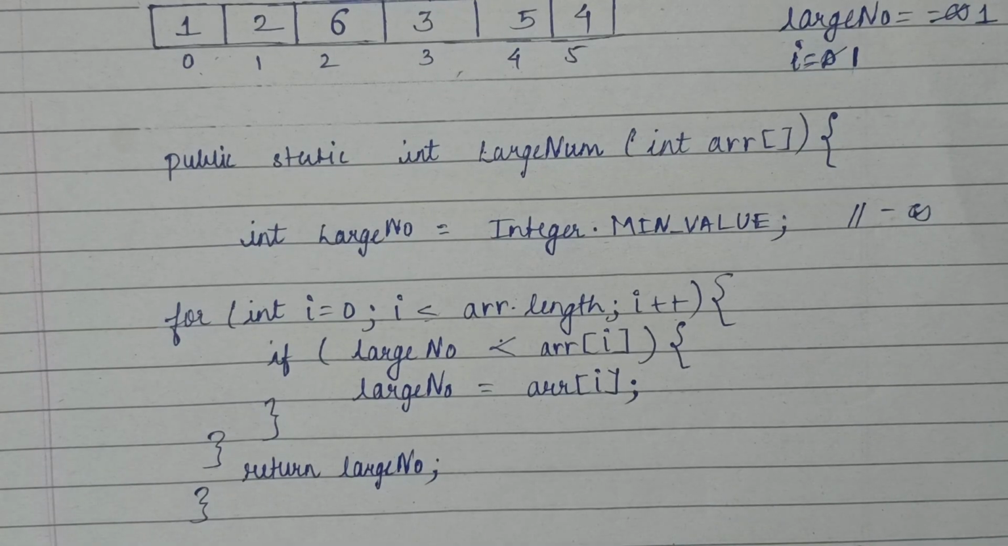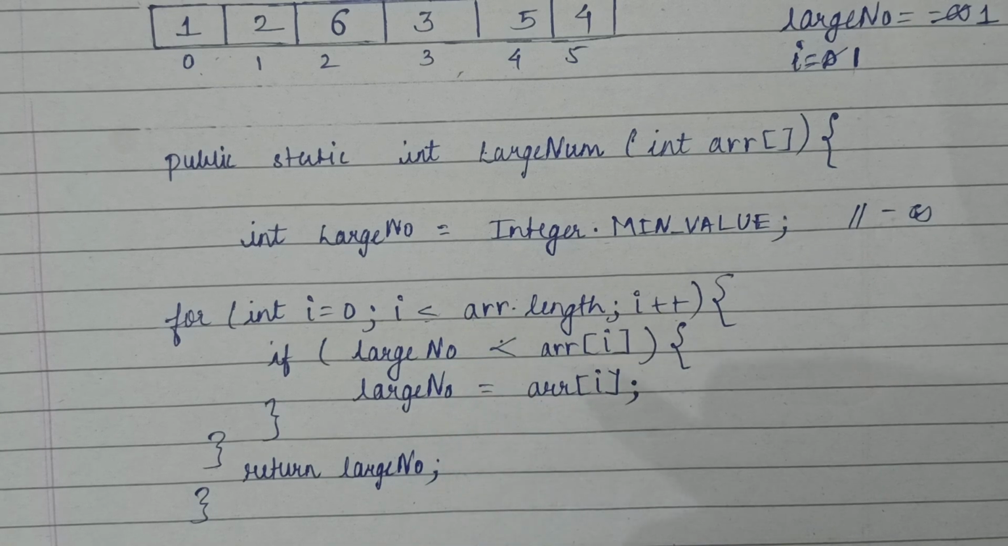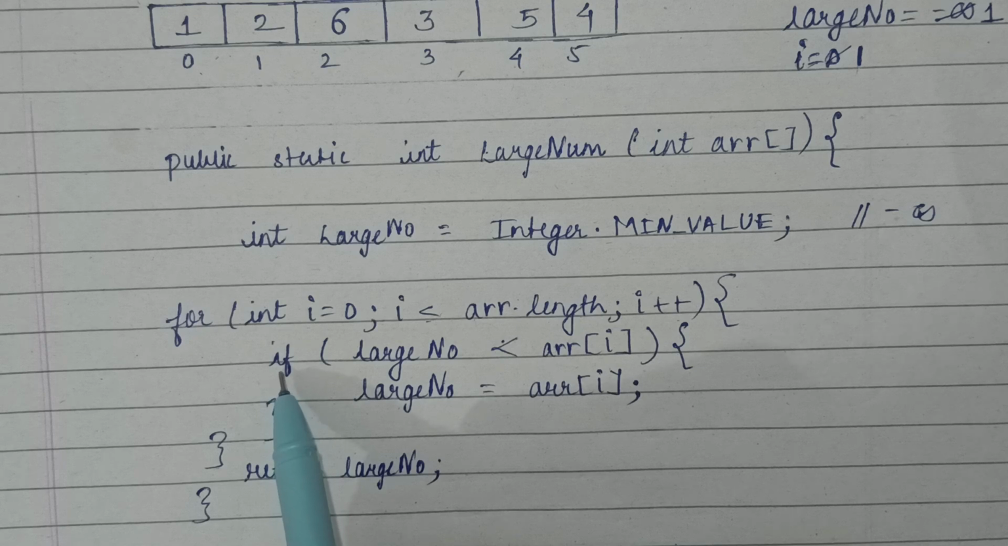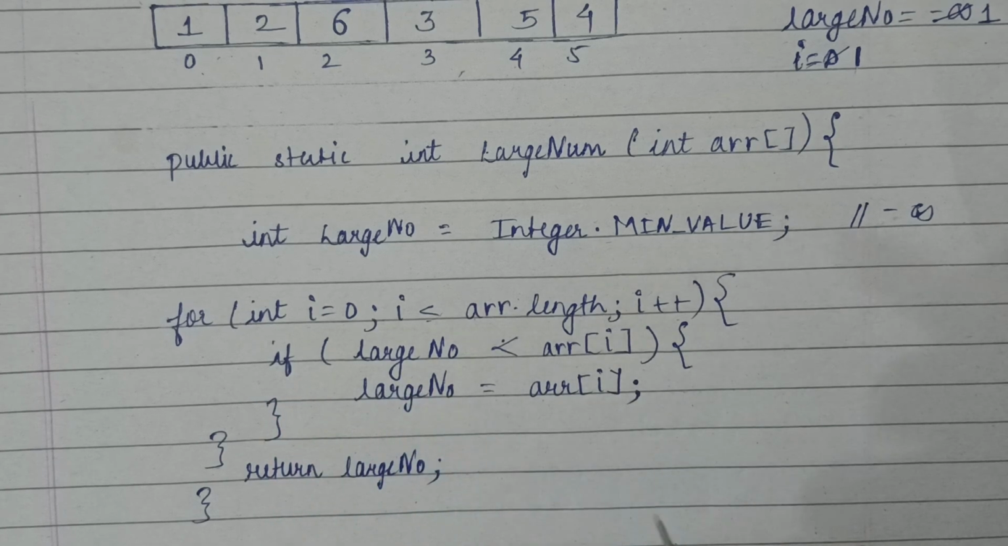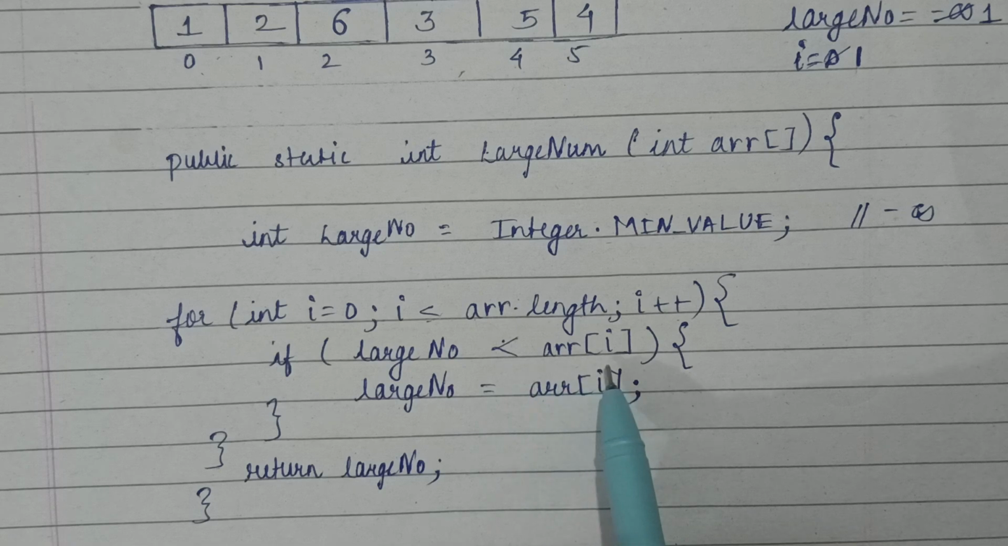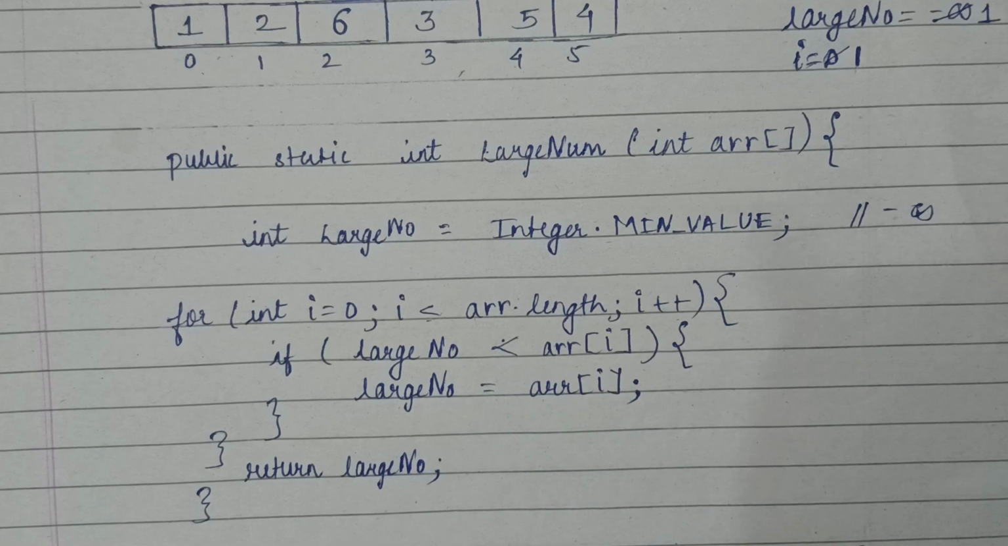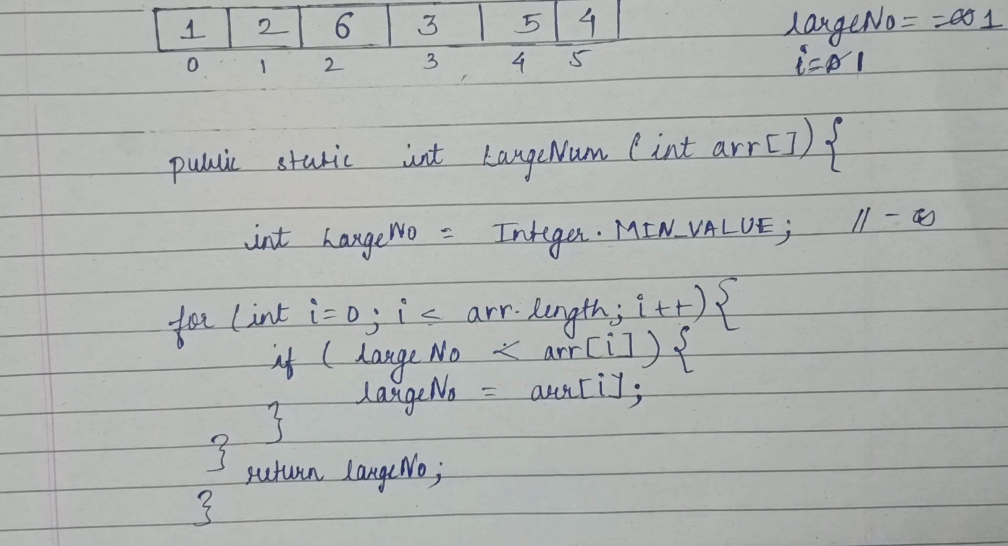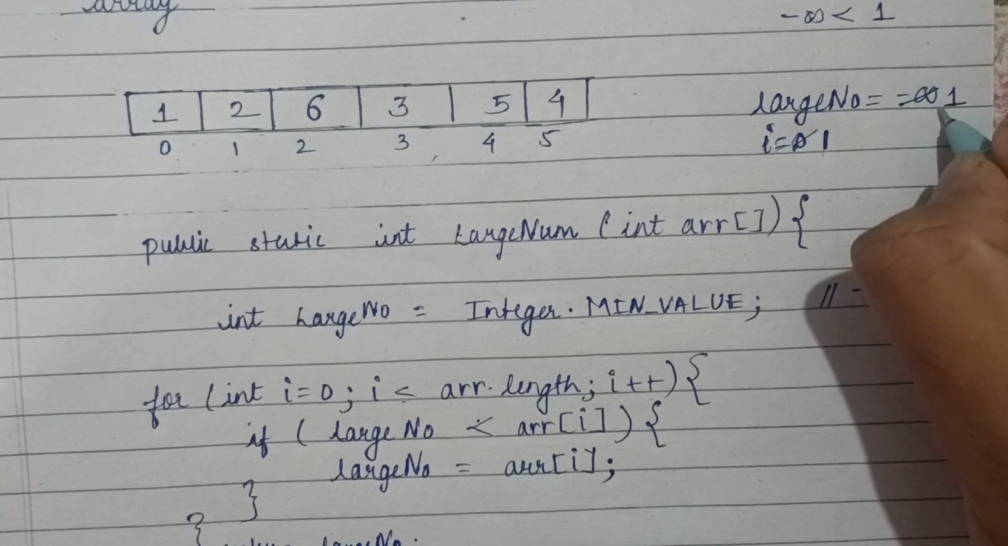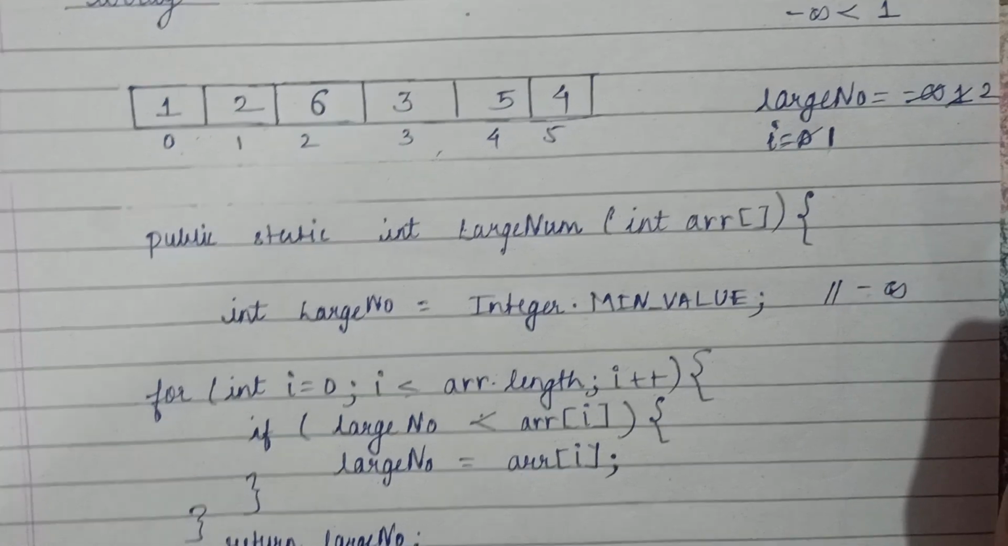Now it will check the condition, is i less than array length? Obviously yes, and it will enter into the loop. If large number, that means 1, is less than array of i, array of i is now 2, as you can see here. So 1 is less than or equal to 2. The condition will be true, and here the large number will get updated, and large number's value is now 2.